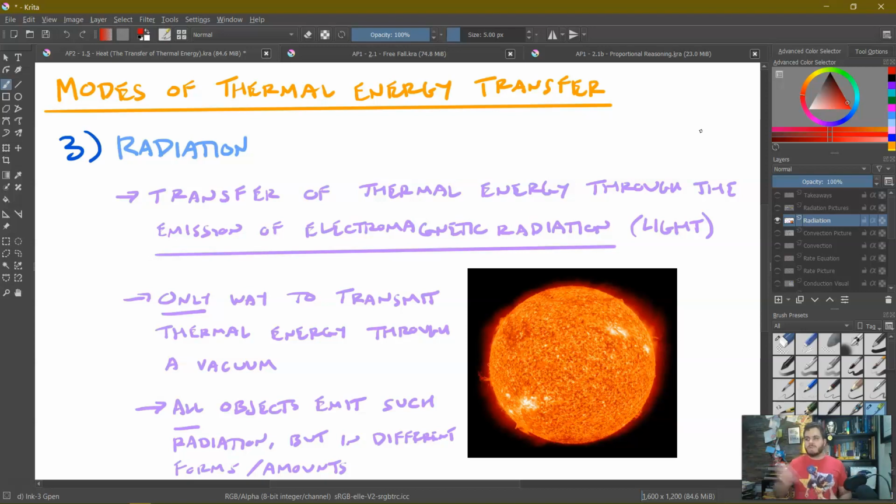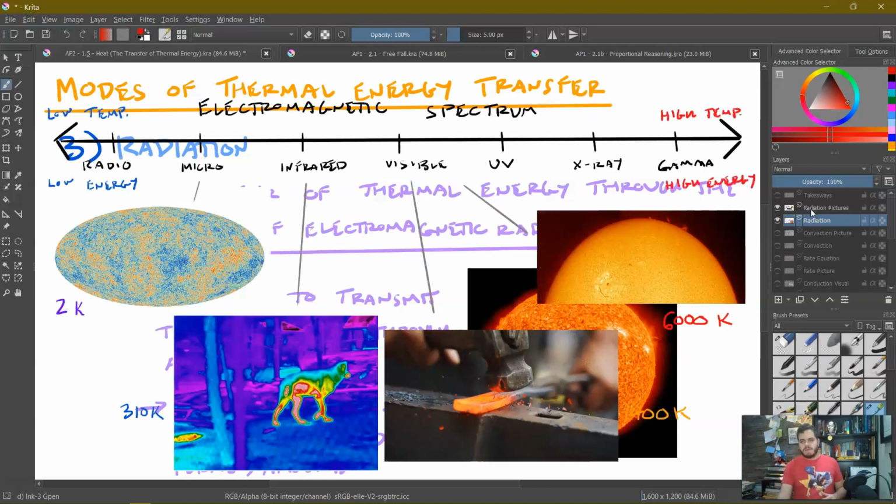And this is why, for instance, we get heat from our sun. That is the radiation from the sun. Now, like I said, all objects emit this sort of radiation, but it's in different forms and in different amounts. For instance, let's look at a few different scenarios here.